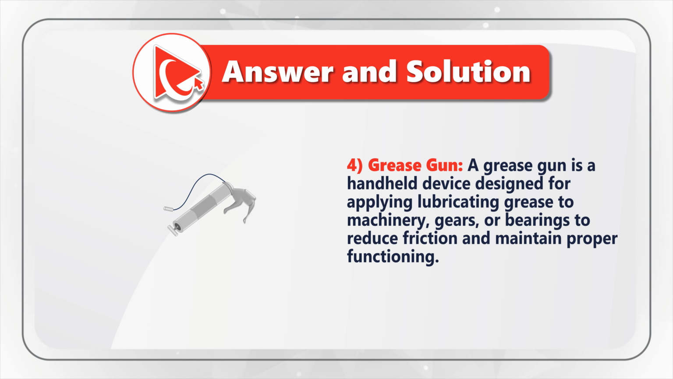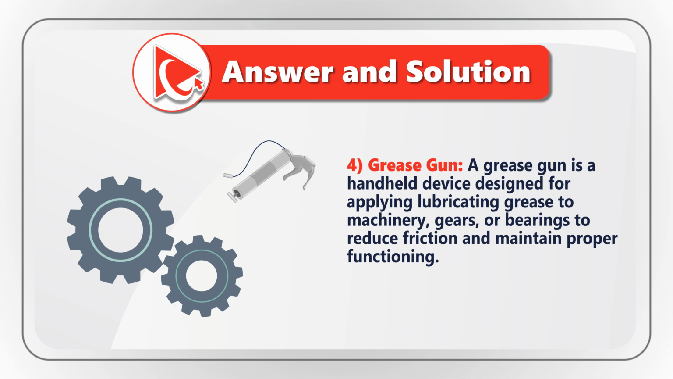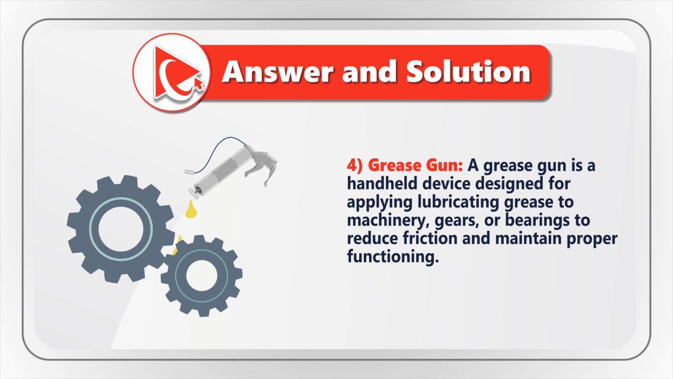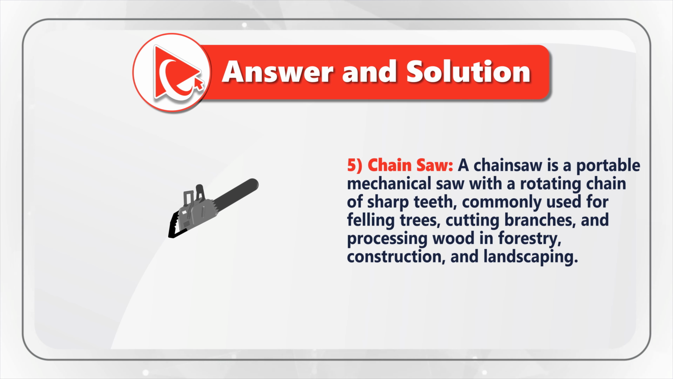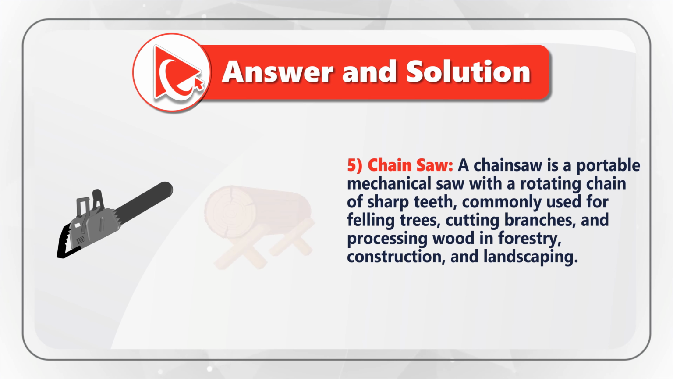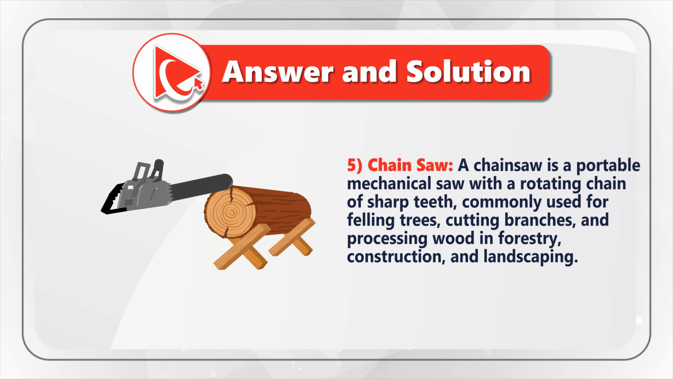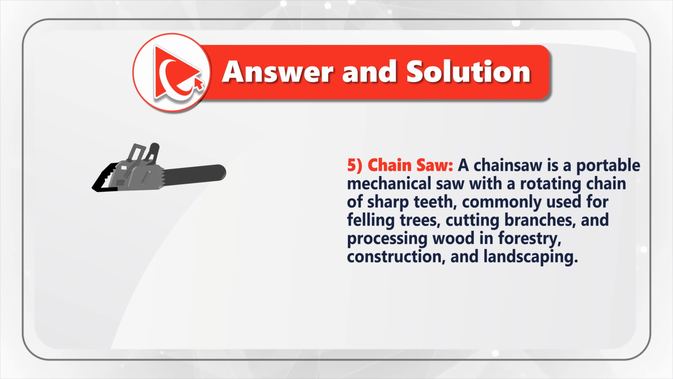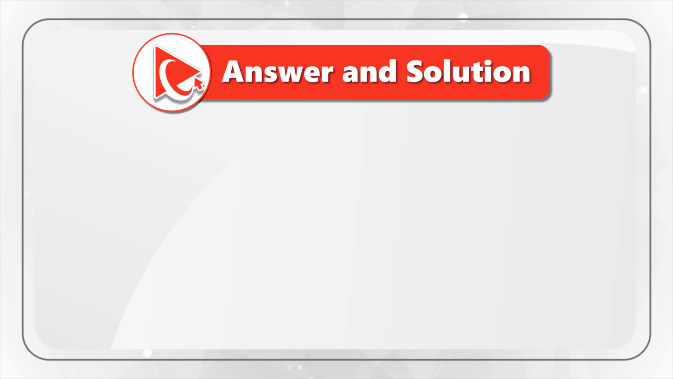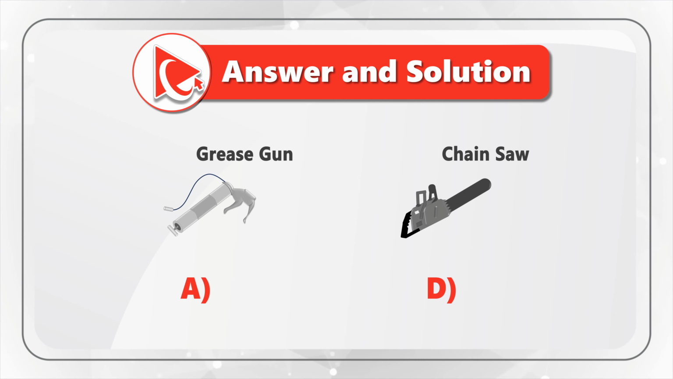I think choice 4 is a grease gun. A grease gun is a handheld device designed for applying lubricating grease to machinery, gears, or bearings to reduce friction or maintain proper functioning. And last but not least, description 5 resembles a chainsaw. Chainsaw is a portable mechanical saw with a rotating chain of sharp teeth, commonly used for felling trees, cutting branches, and processing wood in forestry, construction, or landscaping. You can see grease gun matching image A and chainsaw matching image D.